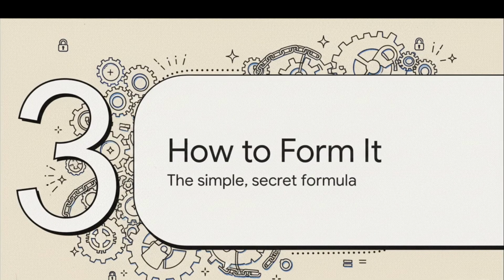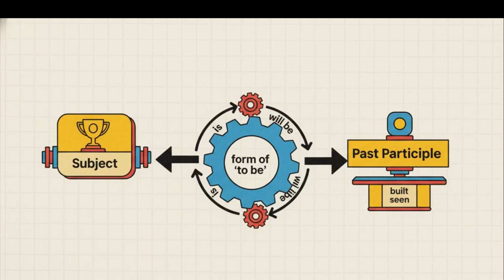Okay, so we've got the what. Now let's nail down the how. And trust me, it's not some crazy complicated grammar magic. Forming the passive voice is all about one simple secret formula. This right here, this is the magic formula. Your subject, that's the receiver, remember, plus some form of the verb to be, and then the past participle of your main verb. That's it.